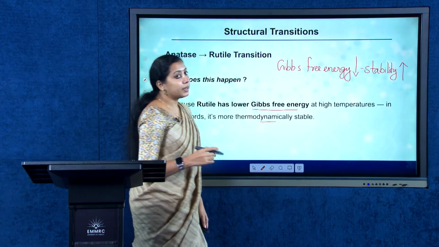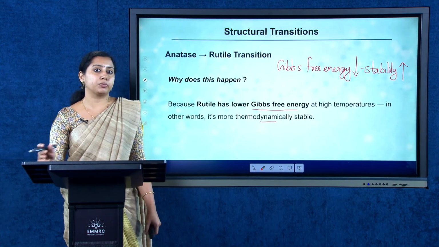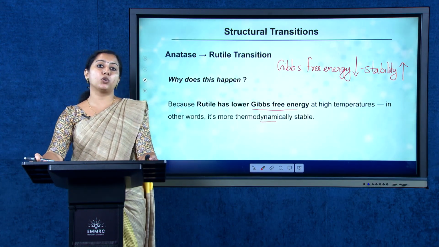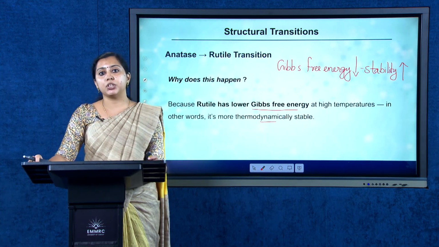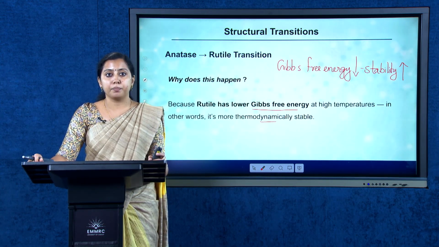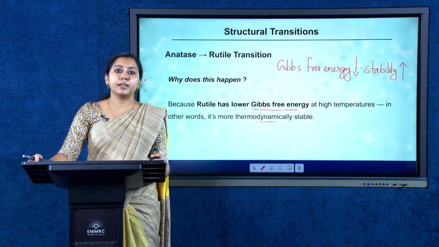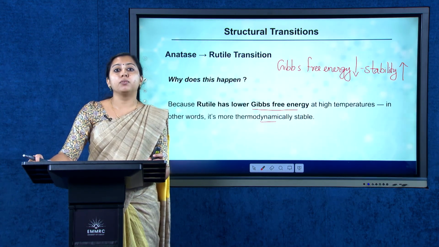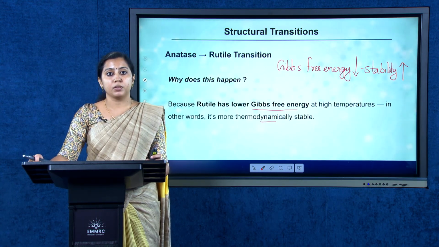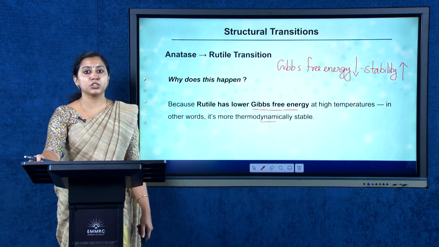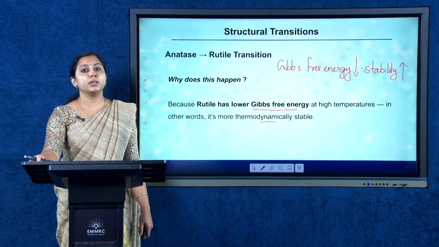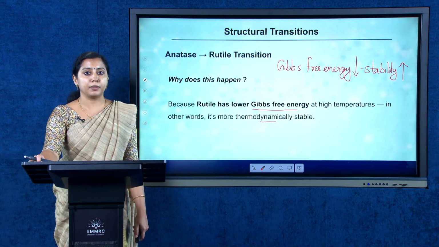On the other hand, the anatase form has higher Gibbs free energy. So, a system will always have a tendency to move from high energy to lower energy in order to attain stability. So, that is why anatase has a tendency to get converted into the rutile phase. Why? Because rutile has a lower Gibbs free energy at higher temperature. Lower Gibbs free energy means greater stability.